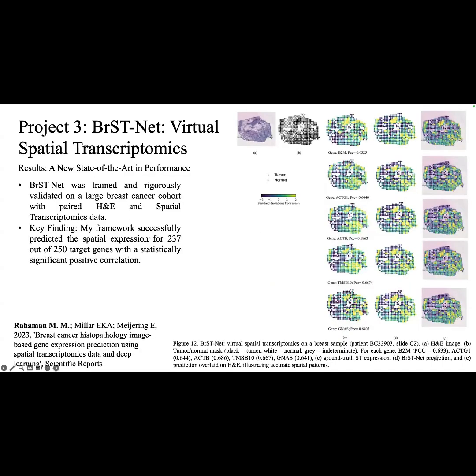So the results are remarkable. Our model could predict 237 genes out of 250 genes with a statistically significant correlation. In the figure, you can see how accurately our prediction captures the spatial patterns. The colors match closely between columns C and D, the ground truth and the prediction. This demonstrates that BrST-Net is learning real biological relationships between the tissue and the gene expression.